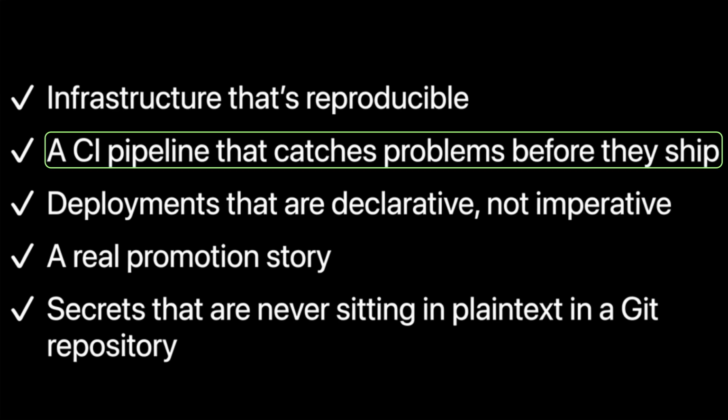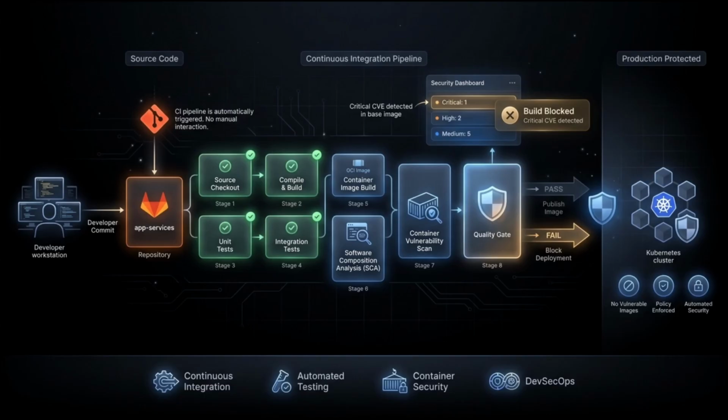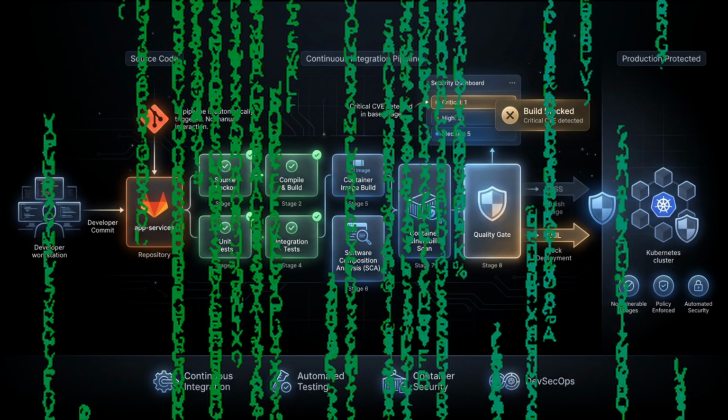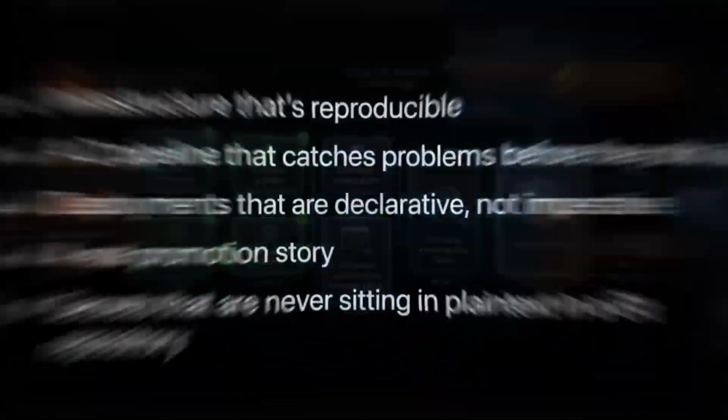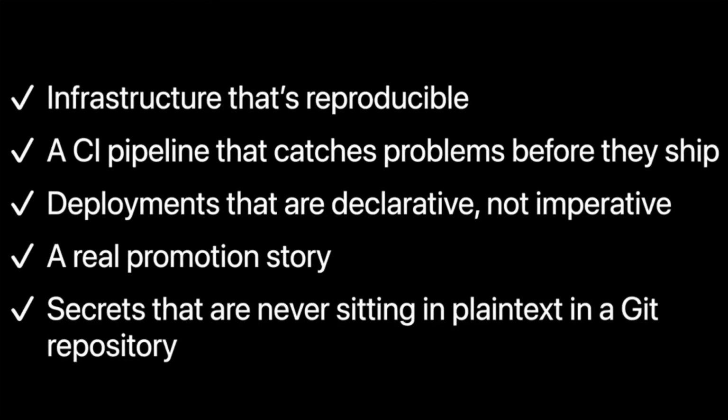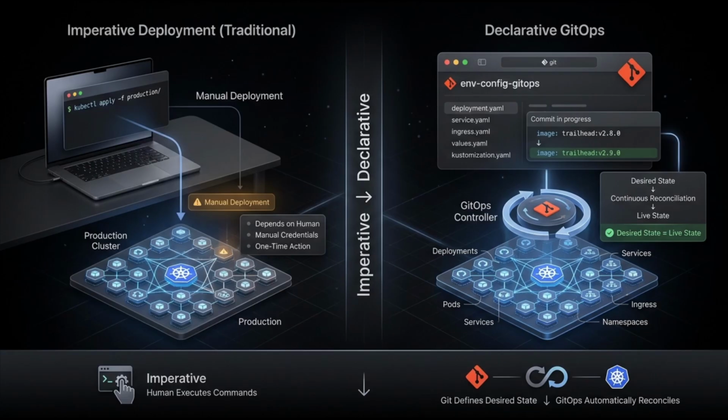A CI pipeline that catches problems before they ship. Not just does it compile, but does it have a critical vulnerability sitting in a base image? Deployments that are declarative, not imperative. Nobody should ever run kubectl apply from their laptop against production, ever. The cluster should describe itself in Git, and something should make reality match that description automatically.